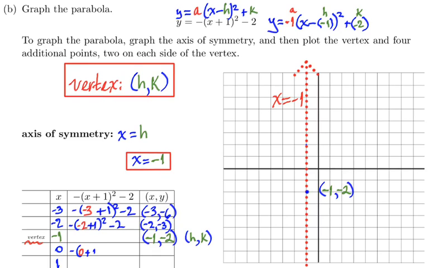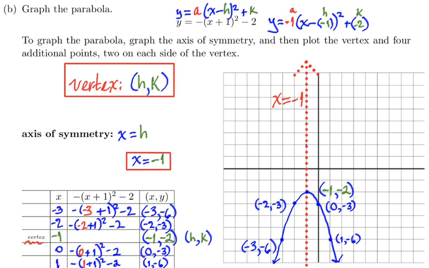Now do the same thing with x equals 0. And notice the symmetry. We also get a y-coordinate of negative 3. And when we plug in x equals 1, notice we get negative 6. And that's because of our symmetry. So, plotting those additional points and labeling them. And connecting with a nice smooth curve.